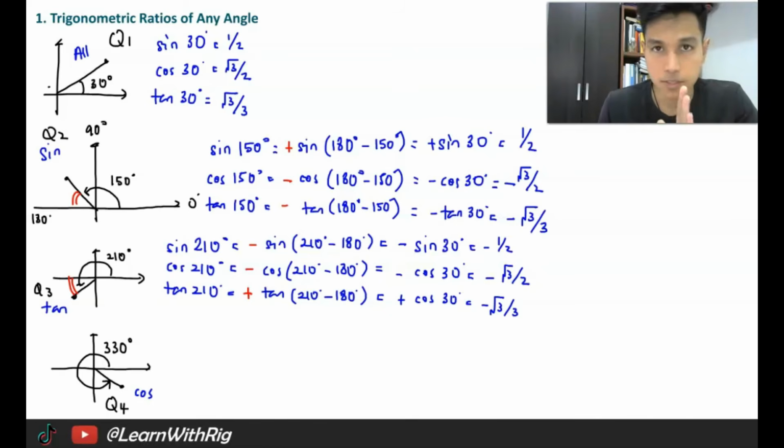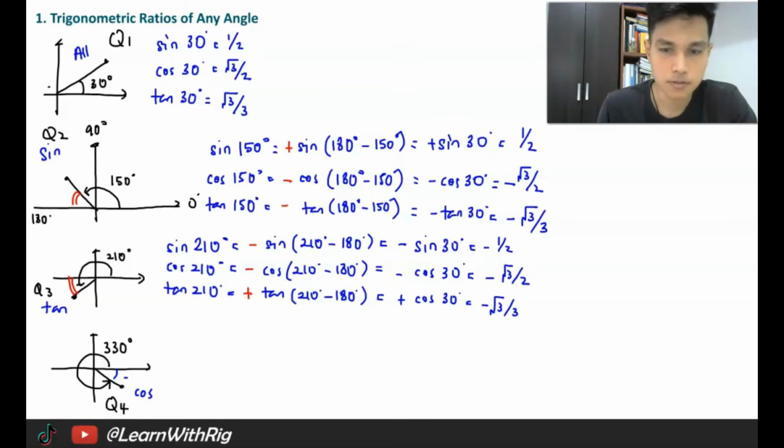Now this is something special. I want to show you another way of writing. Sometimes the question can give you the angle in negative form. Okay, you see a full circle is 360, correct? Now here it rotates 330. Sometimes the question doesn't give you 330. They give you negative 30 degrees.